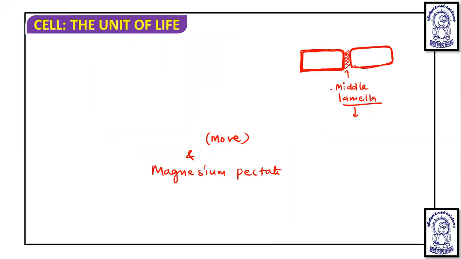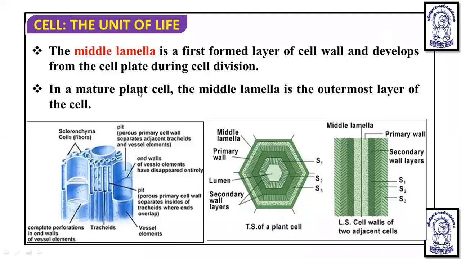Remember, this is the cell and its nucleoid. Now this middle lamella is the first formed layer of cell wall between the primary cell walls of two cells, and it develops from the cell plate during cell division. When cell division is occurring, which we will study in the next chapter, cell plate formation occurs and the middle lamella is formed. In a mature plant, the middle lamella is the outermost layer of the cell, and it gets dissolved in mature fruits.